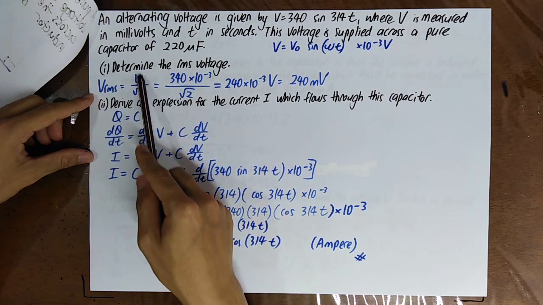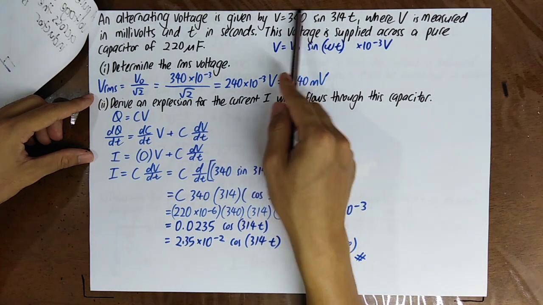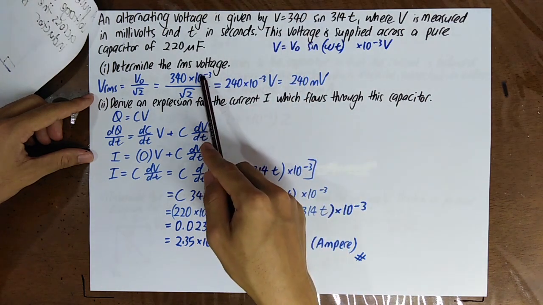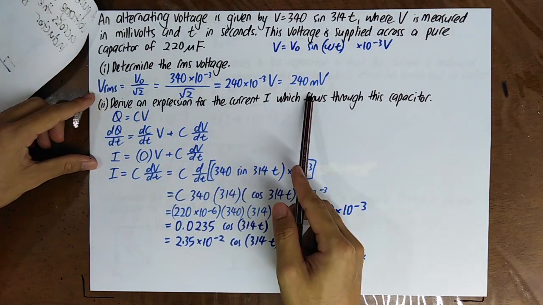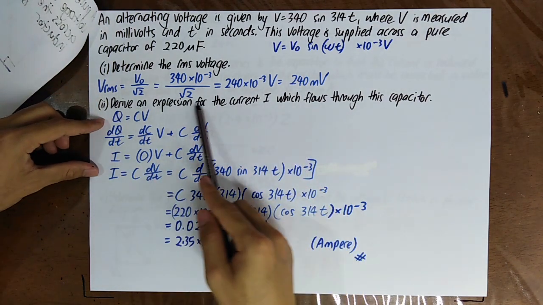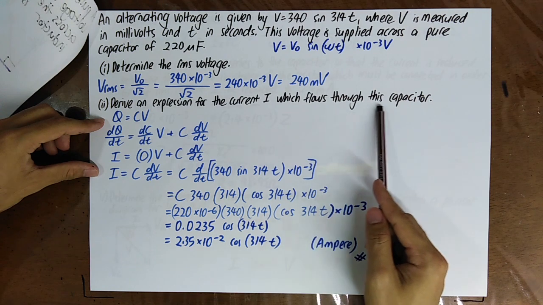Root mean square voltage equal to V0 over square root 2. What is V0? V0 is 340 times 10 power negative 3 volt. Okay, then you can get the root mean square voltage. Please derive the expression for the current which flows through the capacitor.